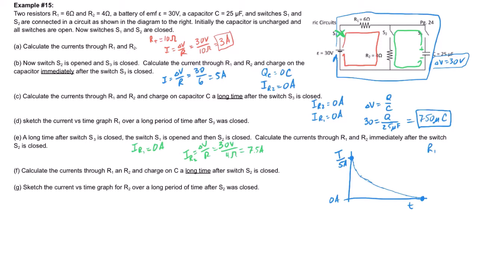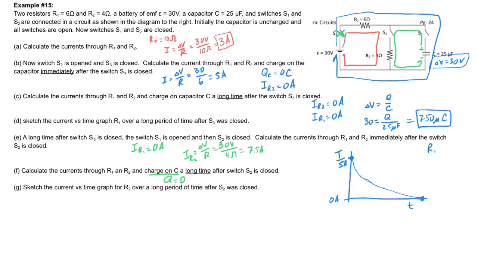We're ready to move on to F. It says calculate the currents through R1 and R2 and the charge on C a long time after switch S2 is closed. All right, well, a long time after S2 is closed, the current is going to flow through this green loop, and all of the electrons that are on the negative side are going to end up on the positive side of the capacitor, so the charge on C should end up being 0.